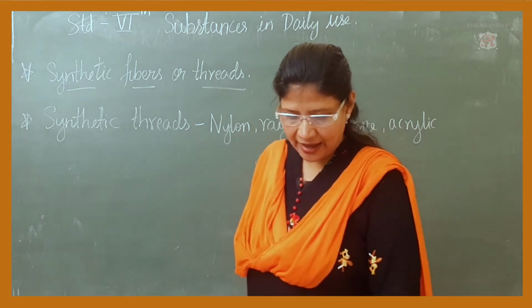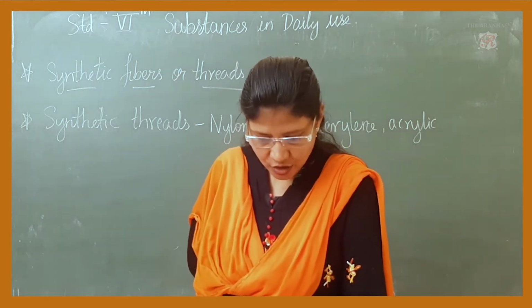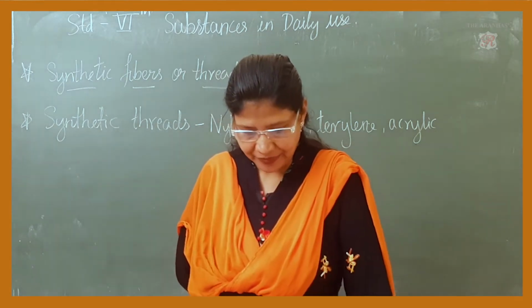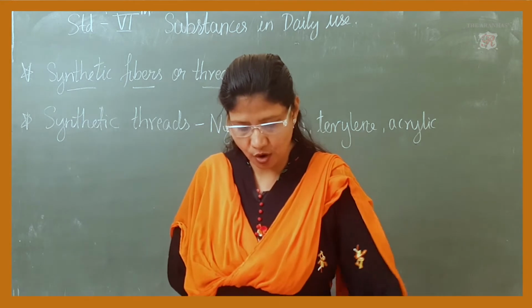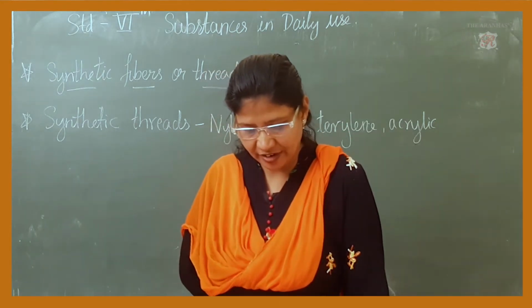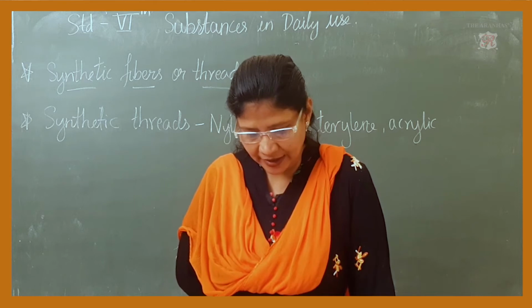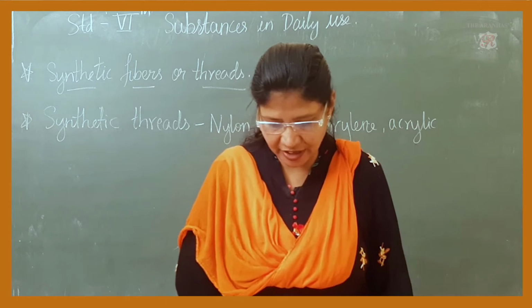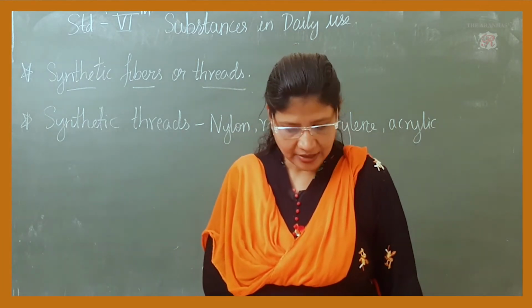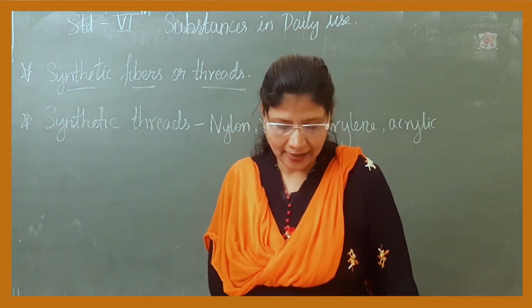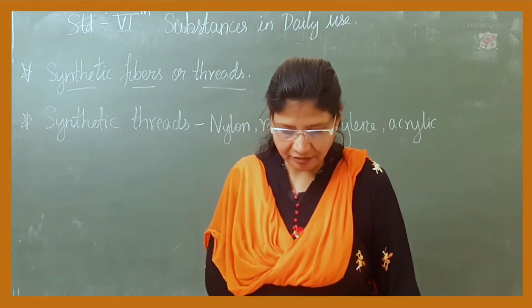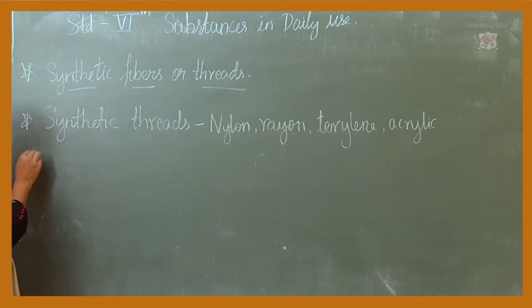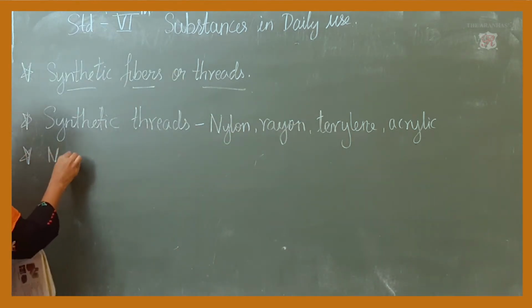Nylon thread has a shine and is strong and transparent. It is also water resistant, meaning it is waterproof. So it is used to manufacture clothes, fishing nets and ropes. Now after that is rayon.